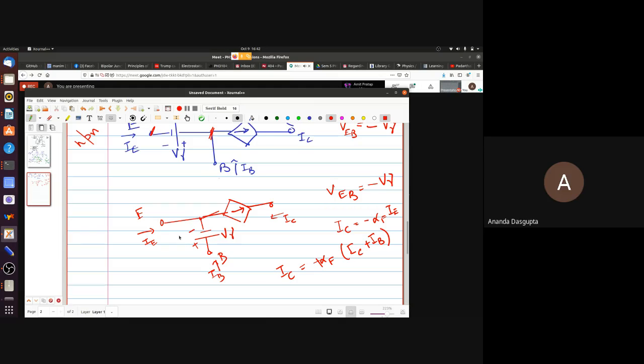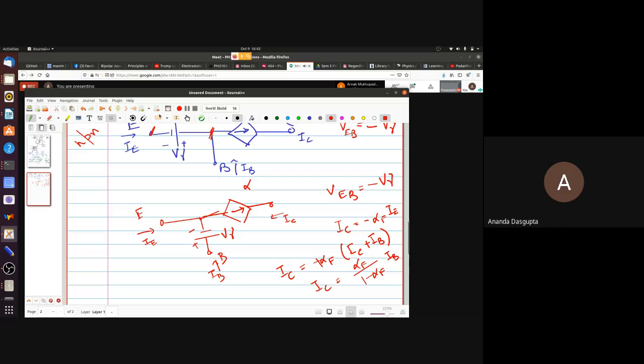Notice IE, IB, IC are three currents going into the transistor. Since the transistor cannot accumulate charge, the net current going into it has to be zero. Again, Kirchhoff's current law. So IE is minus IC plus IB, and if I put that in there, I simply get IC is alpha F by 1 minus alpha F into IB. It's not a new equation, it's the same equation as this one.